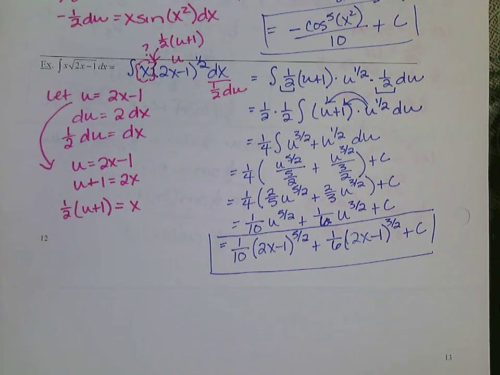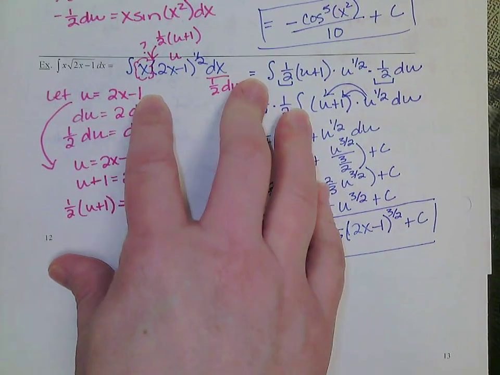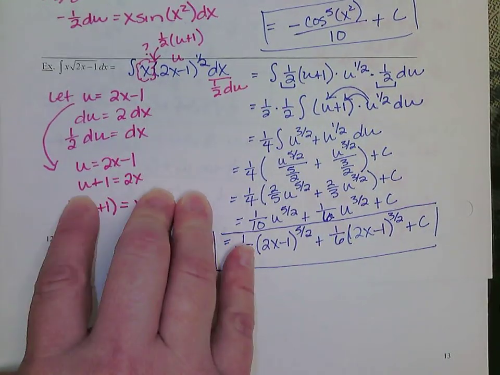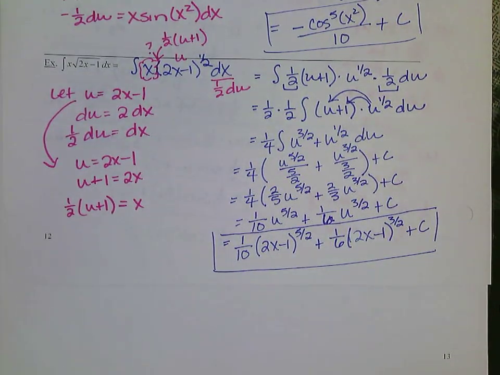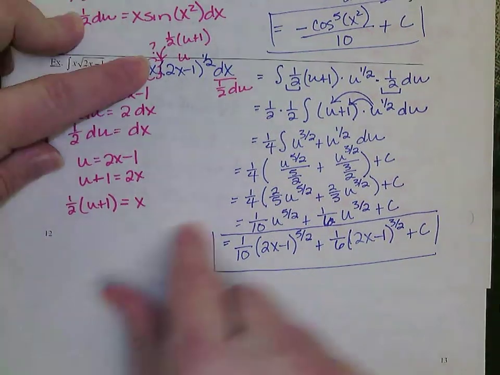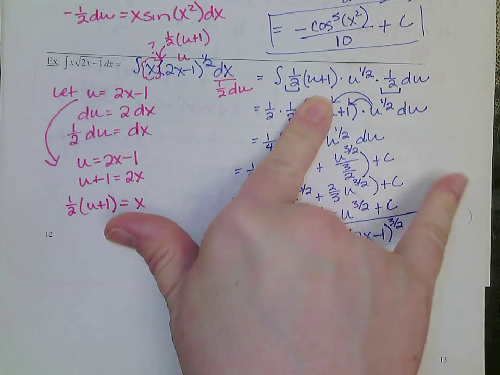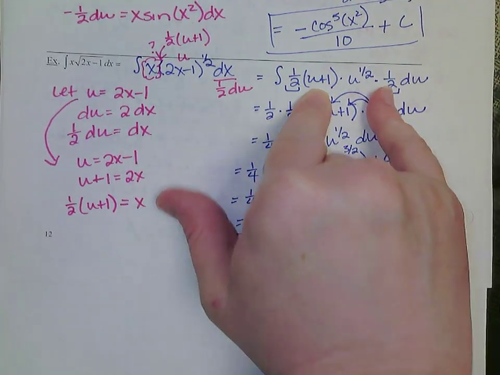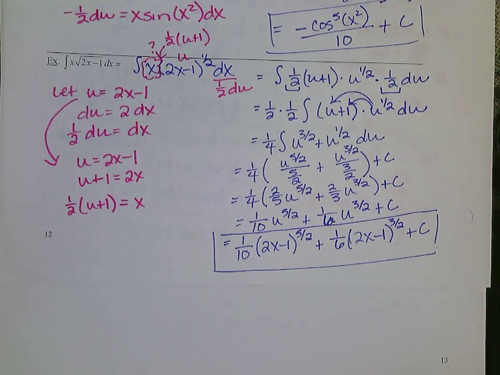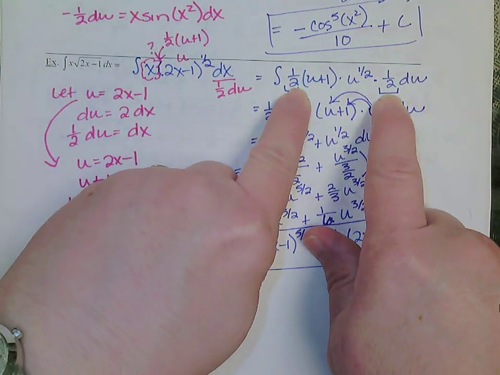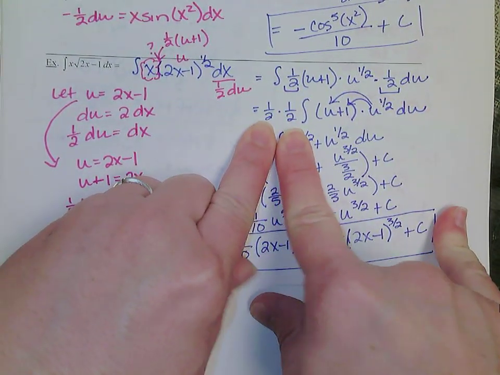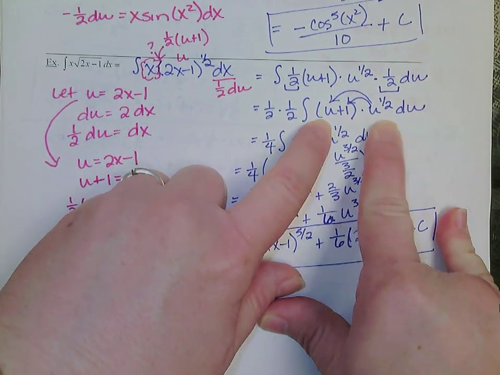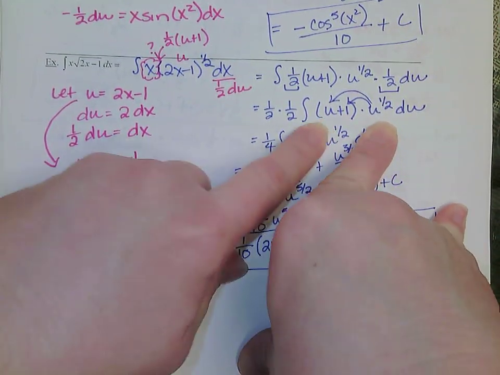So we said, okay, if u is 2x minus 1, then 2x would be u plus 1. So x is 1/2 u plus 1. And so we can take that 1/2 u plus 1, substitute it in for x, and then we rewrote our integral. And then you guys were supposed to take it from there. I reminded you that we needed to pull out both of our constant multiples. So we pulled out both 1/2s. And that left us with u plus 1 times u to the 1/2. And then I think I also told you guys you could distribute that. And that's where you guys took over.